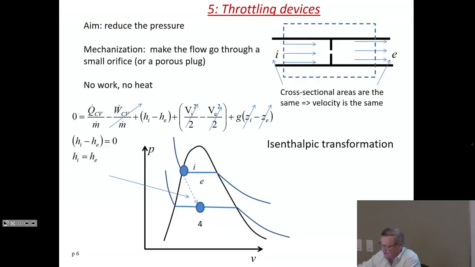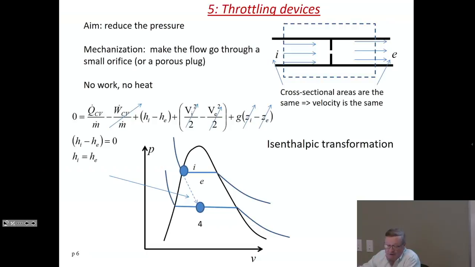Conservation of mass is obvious, and what goes in comes out. Well, for energy, we have no heat, we have no work, and we will neglect changes in kinetic energy, and we will neglect changes in potential energy. And so that really means that 0 is 0, 0, this 0, this 0, H in equals H out. That means that a throttle is an isenthalpic device. It is a device that mechanizes an isenthalpic transformation.